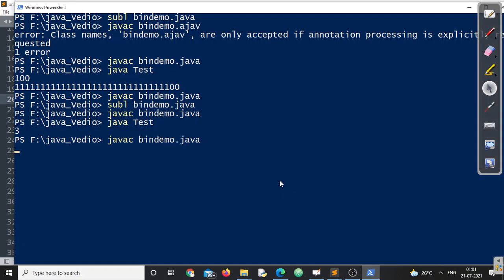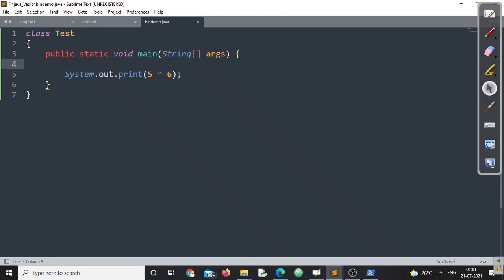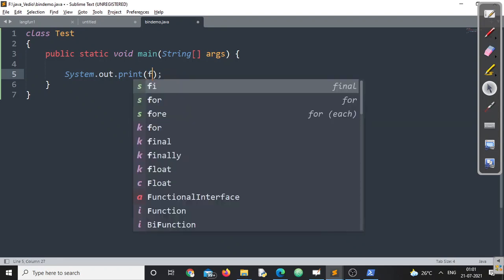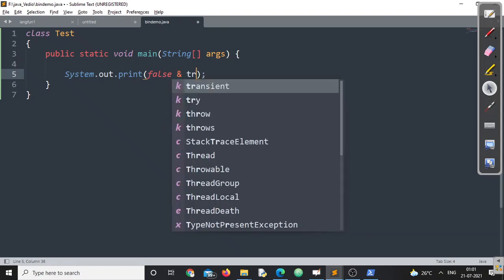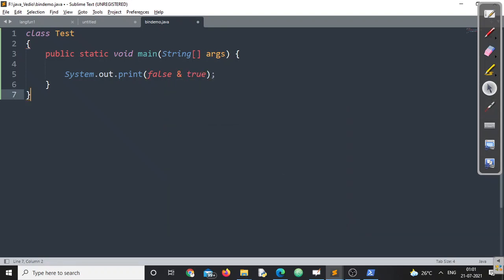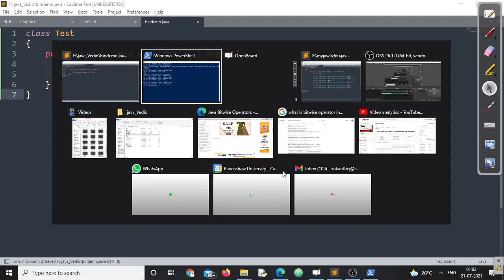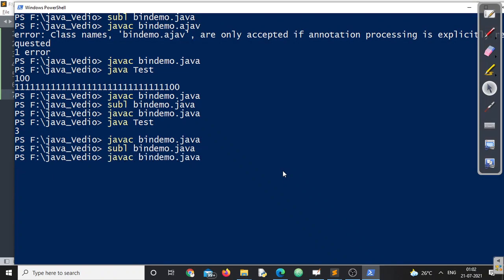I said all those 3 bitwise operators like bitwise AND, bitwise OR and bitwise exclusive OR, they can also operate on Boolean values. If I am writing false, bitwise AND, true. Since the first one is false and the second one is true, 100% sure, what I'm going to get? I'm going to get a false value. Let's see whether what my compiler says. My JVM says absolutely fine.